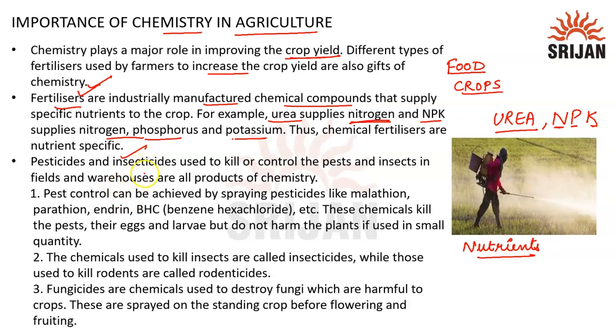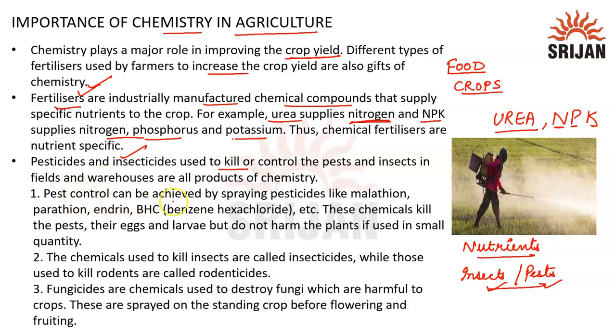Not just fertilizers, we know that sometimes the crops are attacked by different types of insects, or we call them pests, which destroy the crop yield. So in order to kill the insects or the pests, pesticides and insecticides are used to control the pests and insects in the fields. So they are also made using chemistry knowledge.